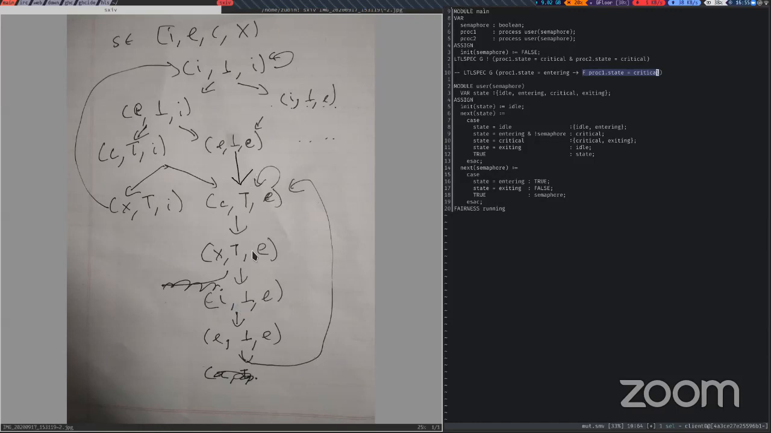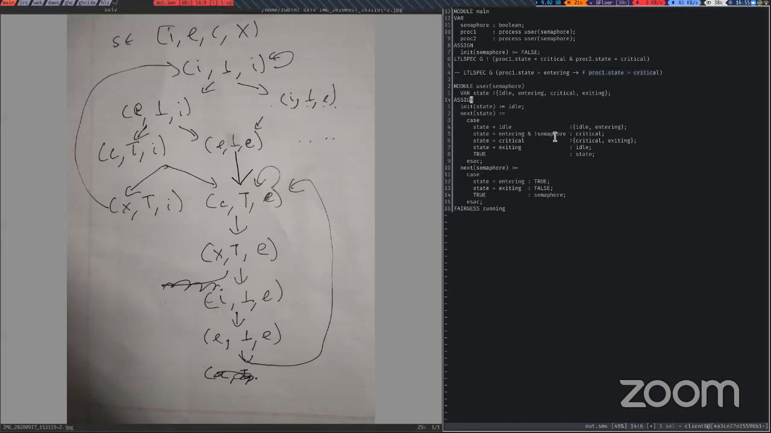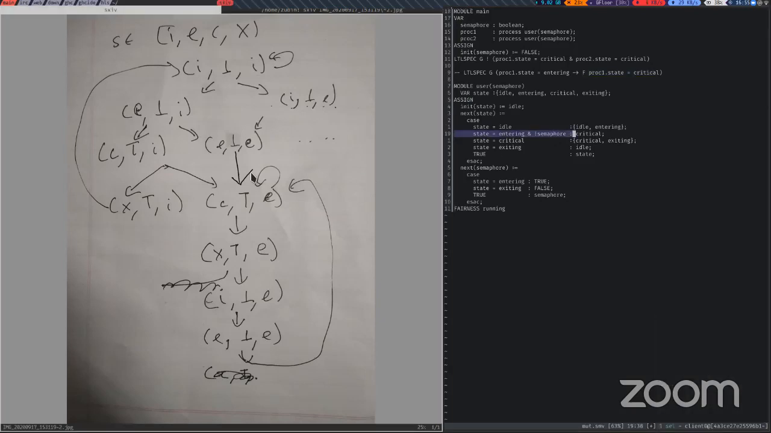At every point of this, the second process is trying to enter the critical section, but it can't proceed because the condition over here is not semaphore. The semaphore is true over here, so it can't enter the critical section over here, and it can't enter the critical section over here. It can enter at this stage, but suppose the process is not running at this time. So this is an unfair path. The process is ignored at that time.